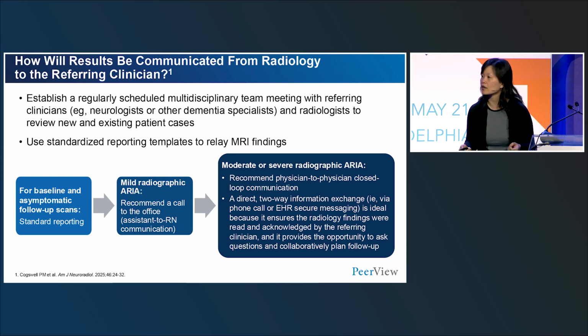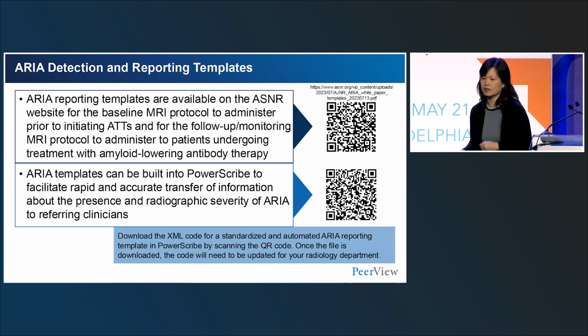So if it's mild ARIA, usually they continue on the drug, so you could call the office, talk to the neurologist's nurse, have it in the report. That's usually okay. For moderate and severe, as I mentioned, usually the drug is stopped. So you want to have some sort of physician-to-physician communication, either calling the neurologist yourself, having some sort of EHR chat to make sure they've received that, because it could make a difference in terms of stopping the next infusion.